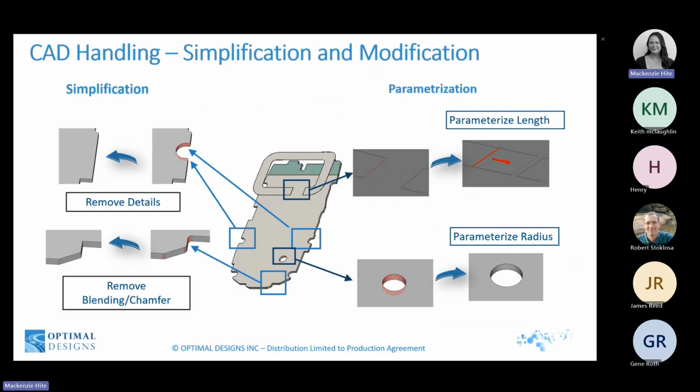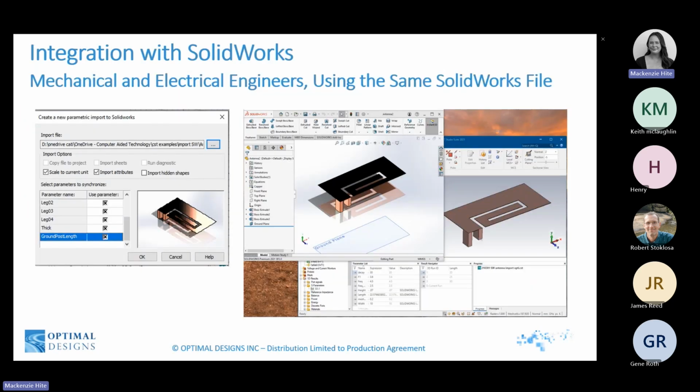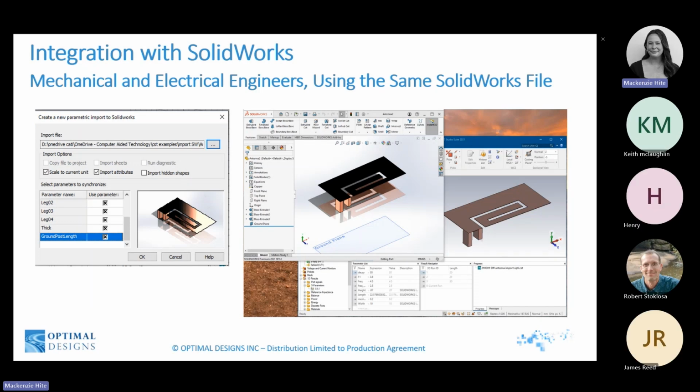After importing a CAD model, the user can still make geometry operations to the objects, including removing unneeded features for EM analysis, as well as parametrizing planar or circular faces. SOLIDWORKS Parametric integration to CST. A key feature for CST is the live link feature to SOLIDWORKS.